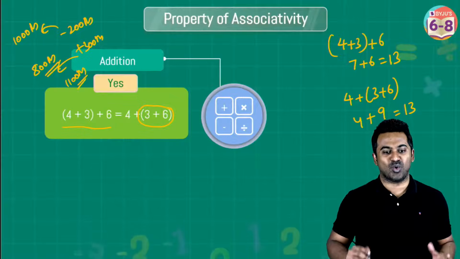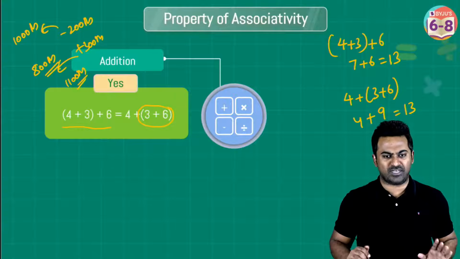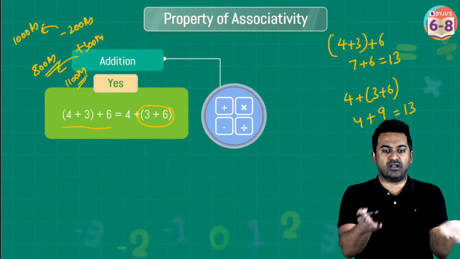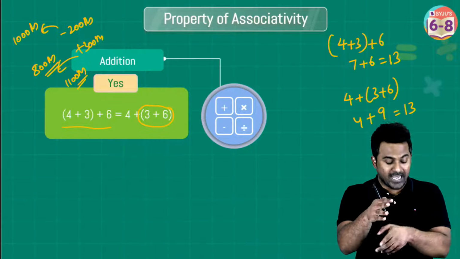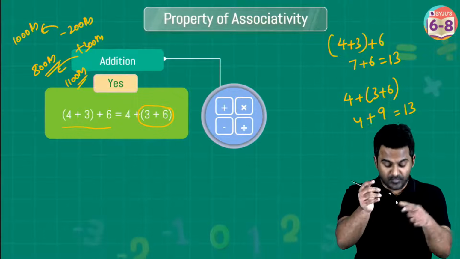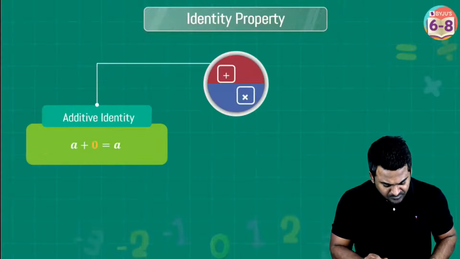Okay, Pramod has also summarized the property of associativity. I'm sure this is clear. Sriharan, the doubt is also clear: withdraw would be negative and deposit would be positive. Okay, cool. Let's move on now.